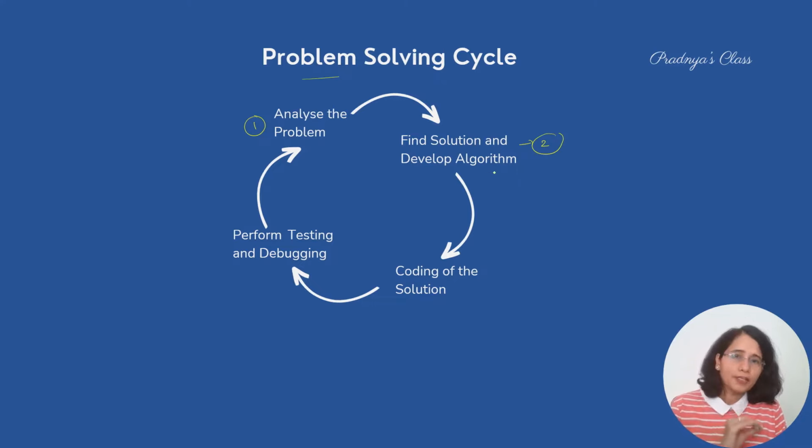And we have to write the algorithm to solve the problem. After writing the algorithm, we have to write the program using some programming language. This is the third step. In the fourth step, we have to find out the errors and rectify the errors, that is called testing and debugging. Each of these four main steps has some sub-steps. So let's study it in detail.